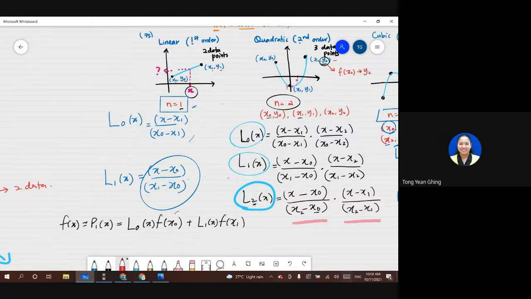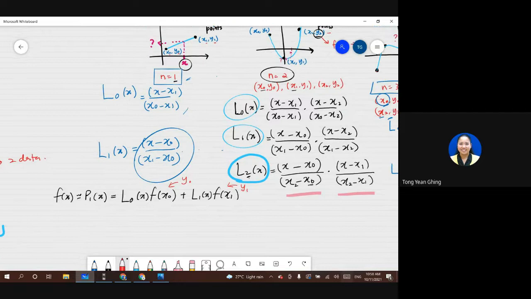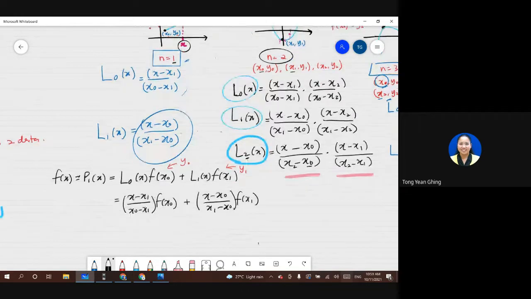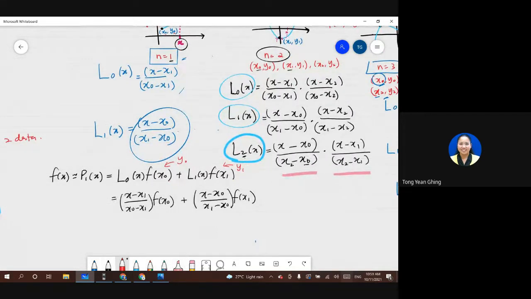This is the value of y. Value of y, y0, this is y1. So if I expand again, I substitute this value: x minus x1, x0 minus x1, this one f x0, plus x minus x0, x1 minus x0, f x1. So that means you have to substitute the value of y here, substitute the value of x1, substitute the value of x0, x1.